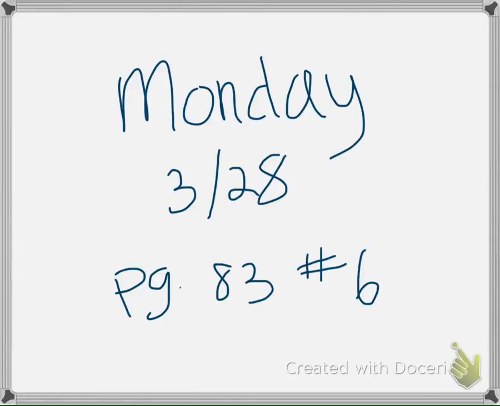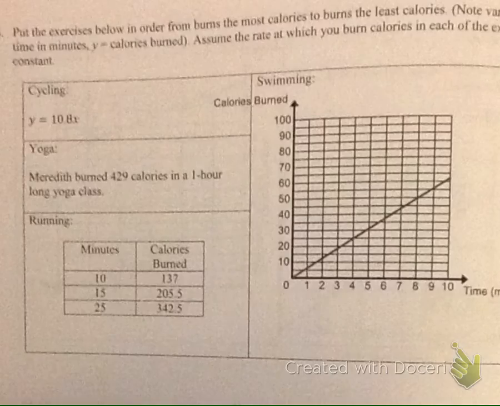Okay, this is homework for Monday, March 28th. You're in your functions book on page 83 doing number 6. It tells you to put the exercises in order from which one burns the most calories to which one burns the least calories. So in order to do that for each exercise, we need to find the equation.